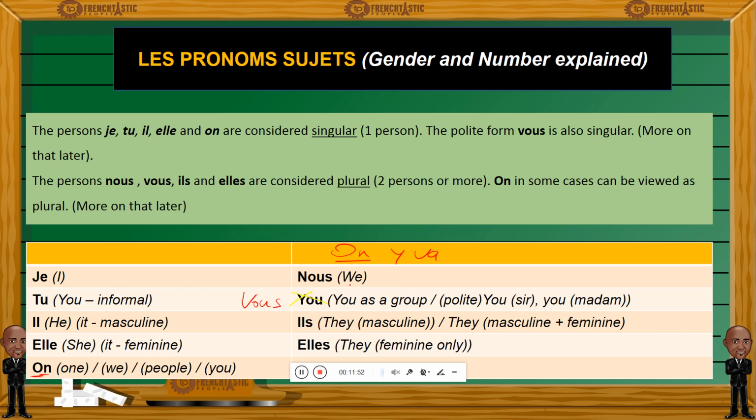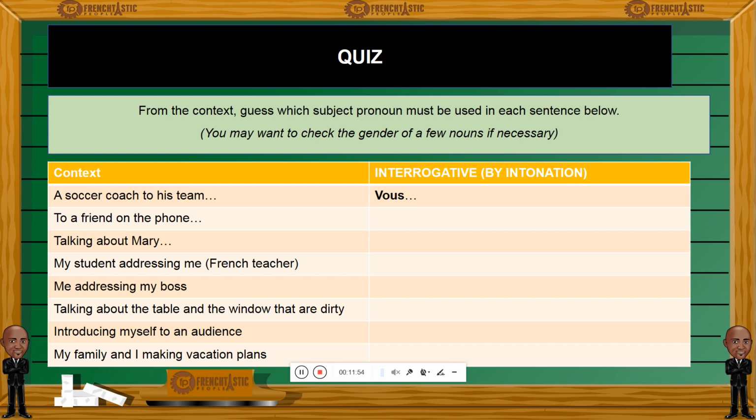All right. So what else can we say about subject pronouns? Oh yeah. I do have a quiz for you at the end of each lesson. This is about using what you've learned, not just absorbing without applying your knowledge. So in this quiz, from the context here, I would like you to guess the right subject pronoun to use.